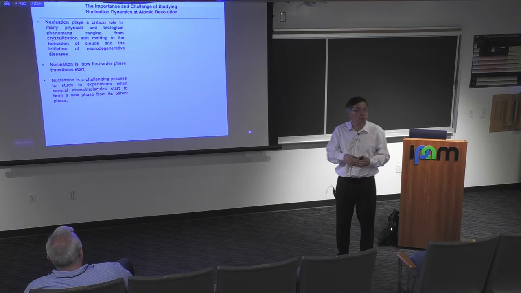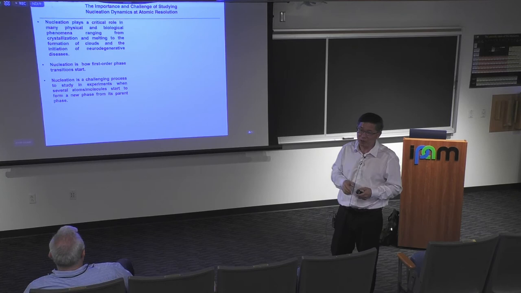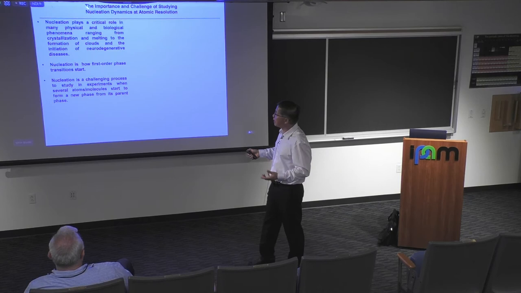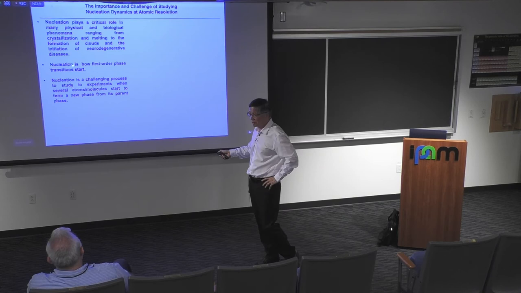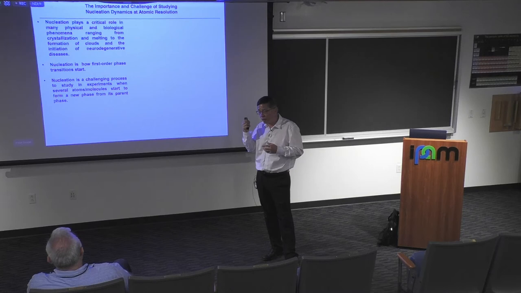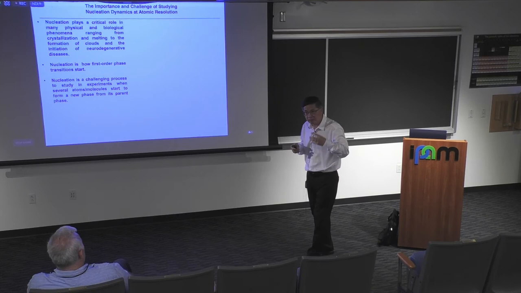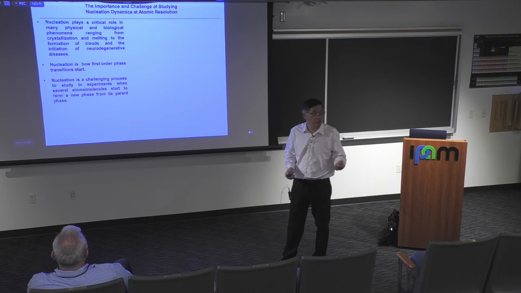And then we try to do the 4D, as I mentioned. We want to see the actual atomic motion, to capture atomic motion in 4D. That's really hard. So we looked at how to study nucleation. Nucleation plays a critical role in many physical and biological phenomena, ranging from crystallization and melting to the formation of clouds, and I'm talking about global warming, and initiating neurodegenerative diseases. As people get older they get Parkinson's, because people believe this comes from amyloid, the crystallization of protein forming amyloid in the brain. That's also related to nucleation. Nucleation is a first-order phase transition, but it's very difficult to study because you start to form a new phase.